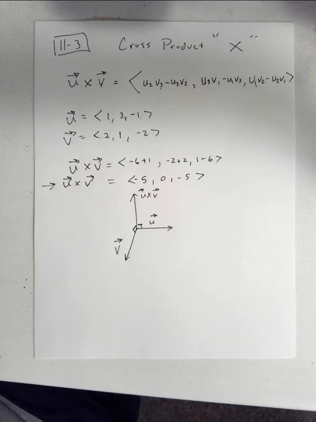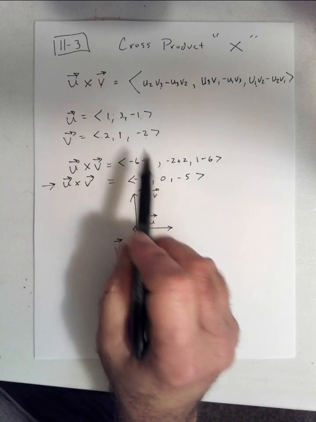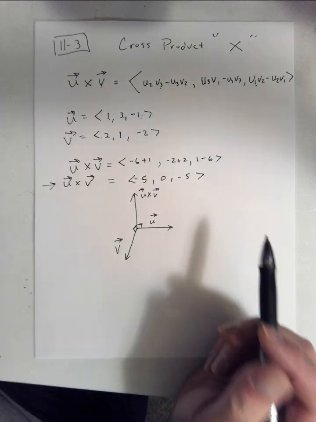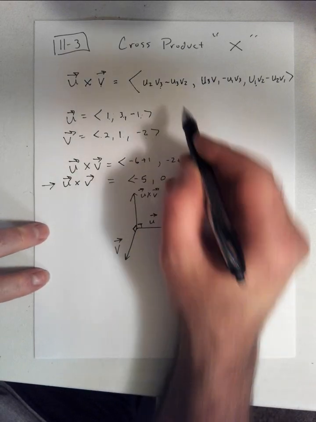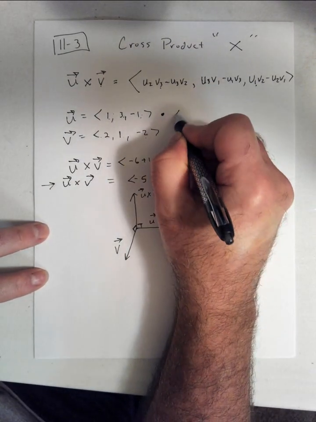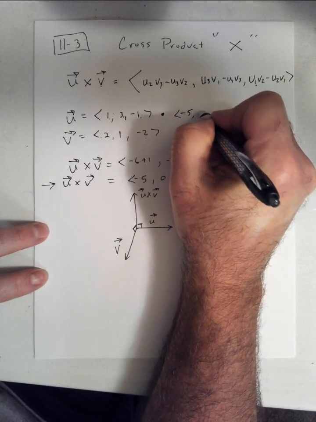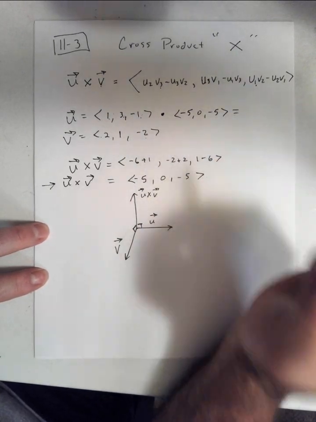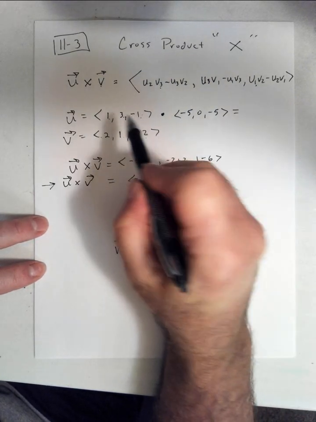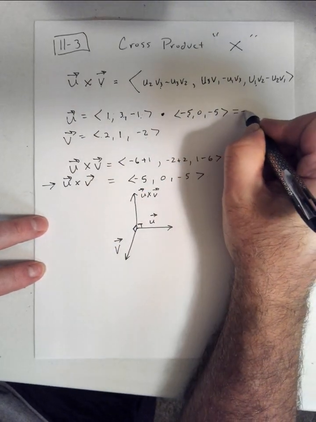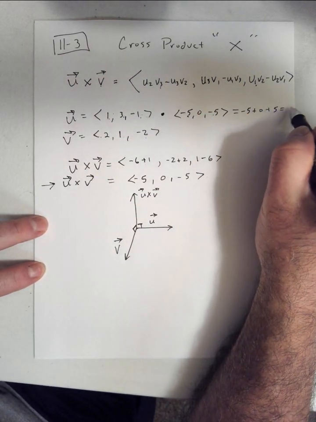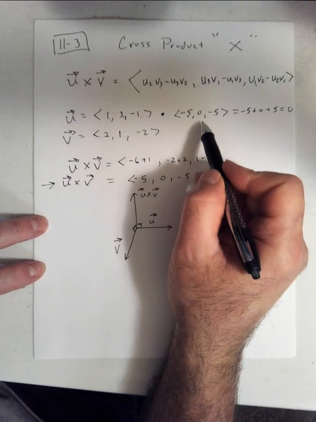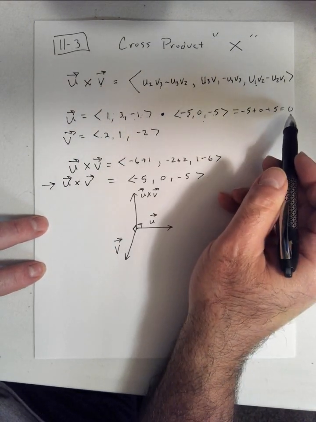So that's the most important thing that the cross product does for you, is that it gives you a vector that is orthogonal to both u and v. And if you wanted to, we could check to see if this is true by calculating the dot product. So if I were to take u and dot it with the cross product, what we should expect to get is 0, right? So we got negative 5 plus 0 plus 5, which is 0. So we take the cross product dotted with u, we get 0, which means they're orthogonal.